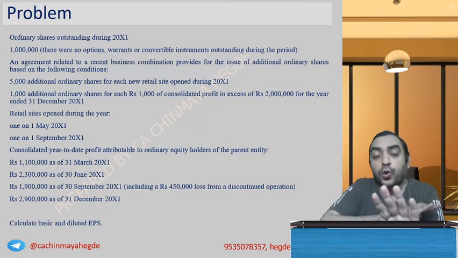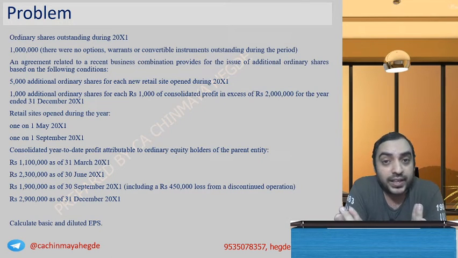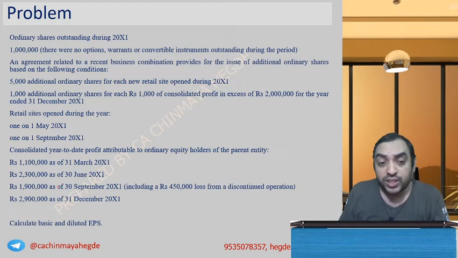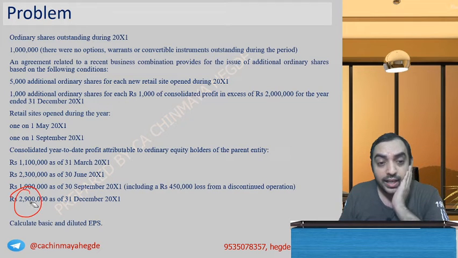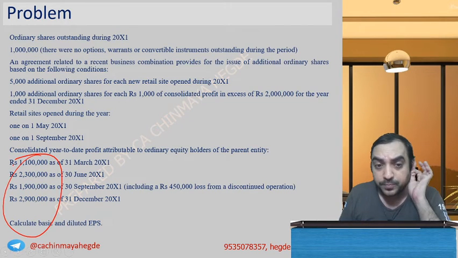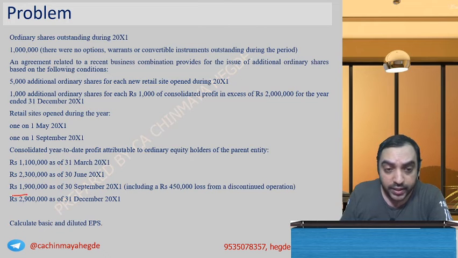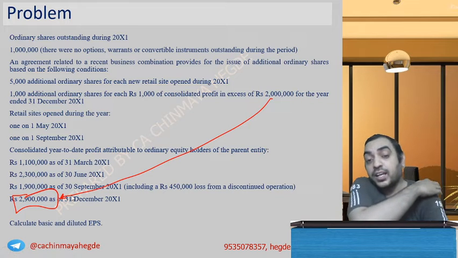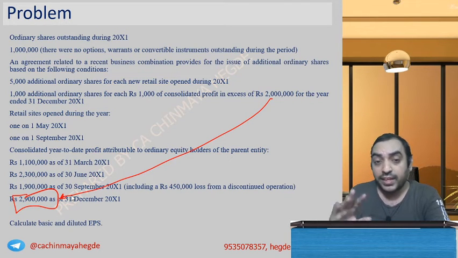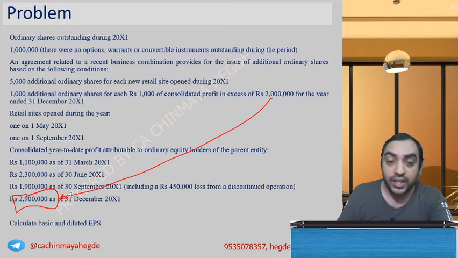For the first quarter, don't even look at the earnings contingency because it will not be satisfied. What is the cumulative amount? This is consolidated year to date. Last year it's satisfied: 11 lakh, 23 lakh, 19 lakh, 29 lakh. So it's satisfied, right? This year to date, the last figure of 29 lakh is crossing 20 lakh. So we consider it only for the last quarter. We don't take it for the individual quarter. We take it only for the last year.